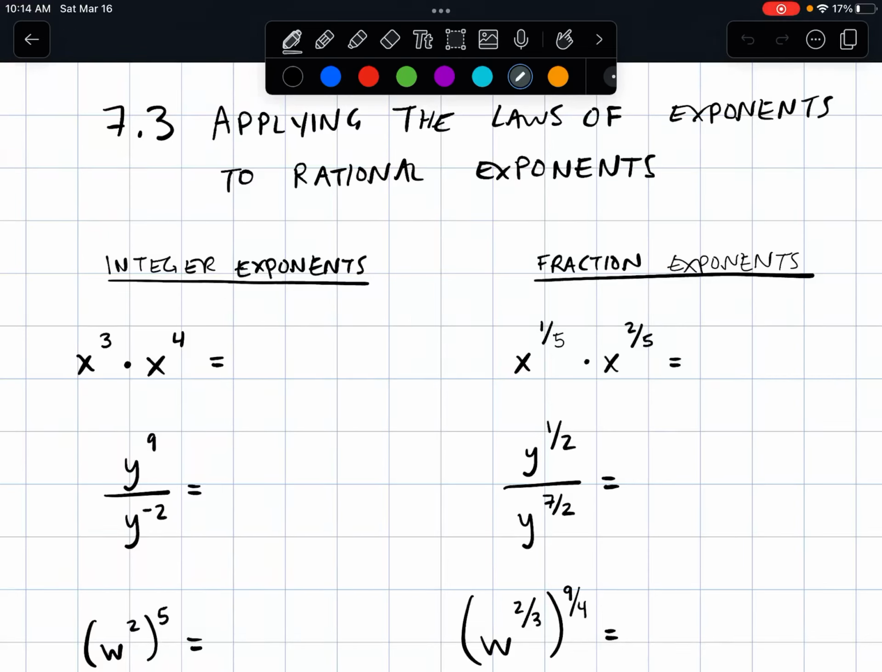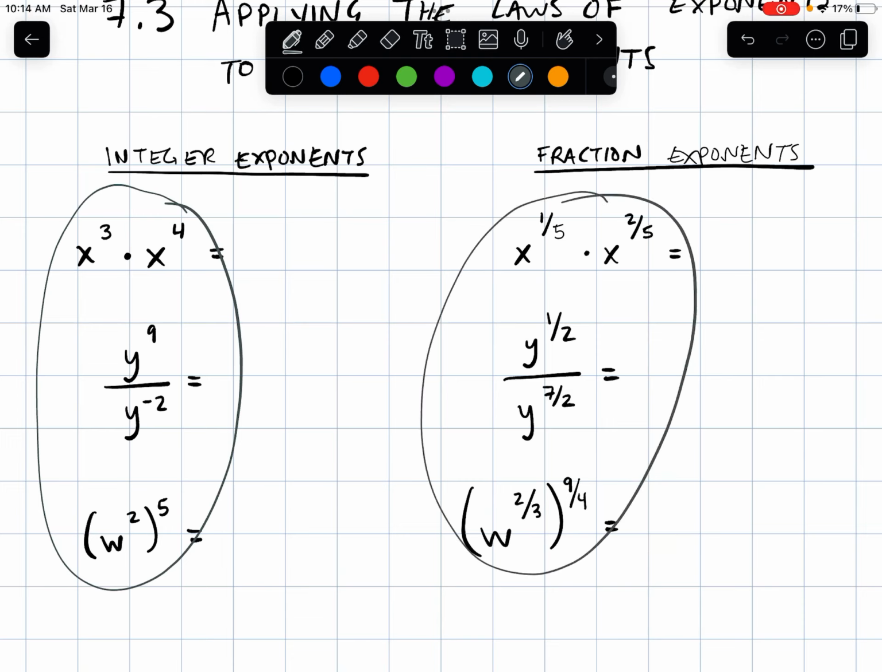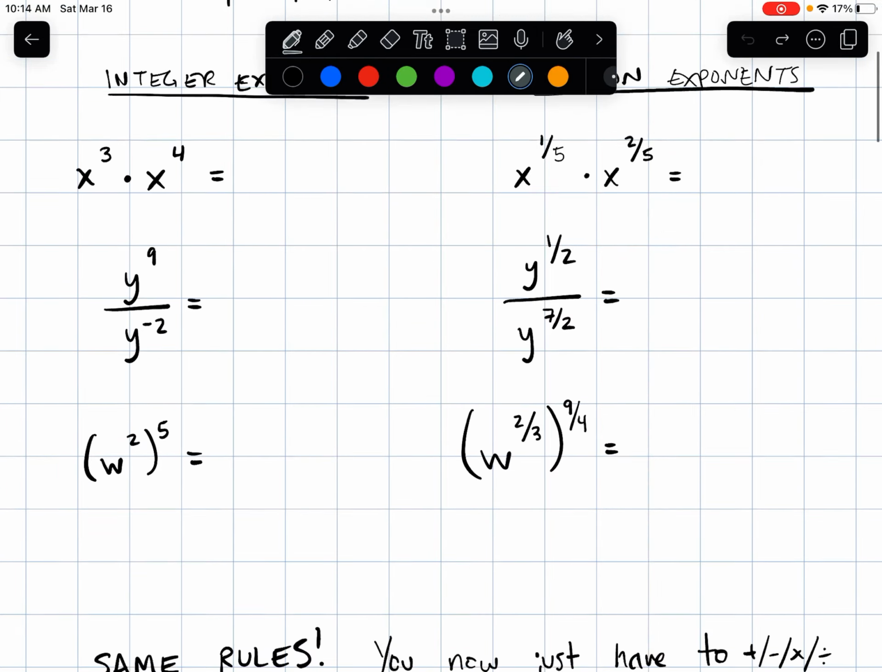In section 7.3, we are taking all the laws of exponents that we've already learned and applying these to rational exponents. So we're really just talking about, on the left side, we've worked with all these integer exponents before. Now we're doing the same thing, following the same rules, but we're working with fractions as our exponents.